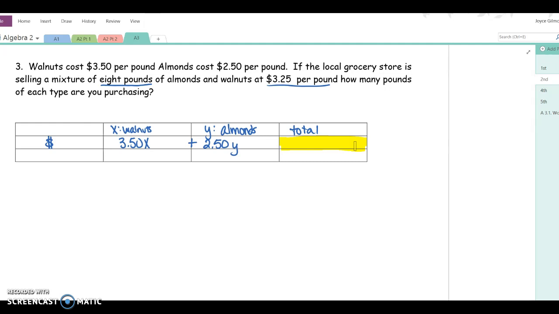Do you notice that it's not stated? The only thing that we're told is that 8 pounds is going to be sold at $3.25 per pound. So what we need to do is $3.25 per pound times 8 pounds. That's going to give us the total amount of money. So $3.25 times 8 is $26.